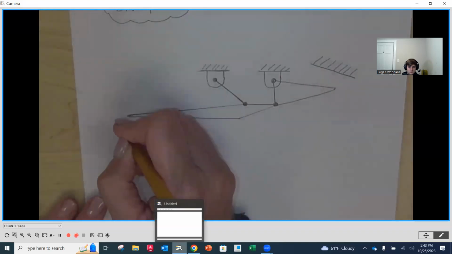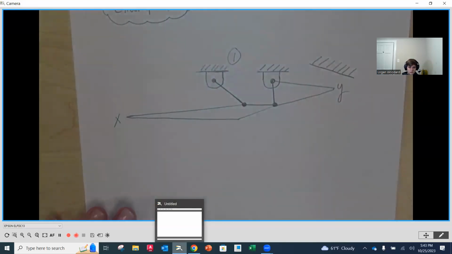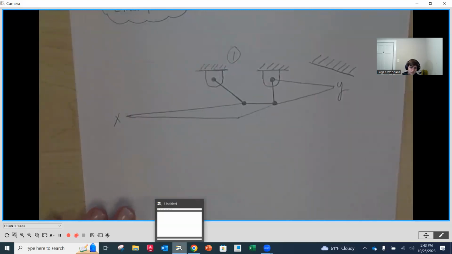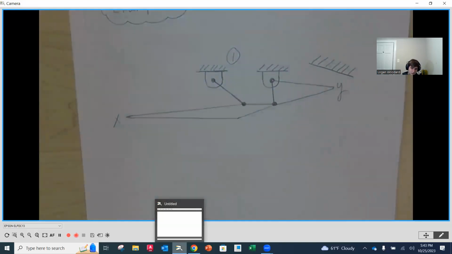So special interest points, we'll probably do an X and a Y for those 2 points. And then we want to add the numbers for each of our links. So number 1 is going to be our frame. Now, even though there's 2 connections to the frame, number 1 is the frame. That's it. We don't add another just because it's connected back to that same stationary link. You just want to put it by one of the frame members, because both of these signify frame. So you just want to put it by one of them.